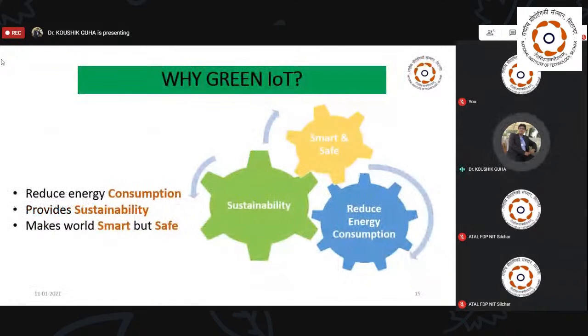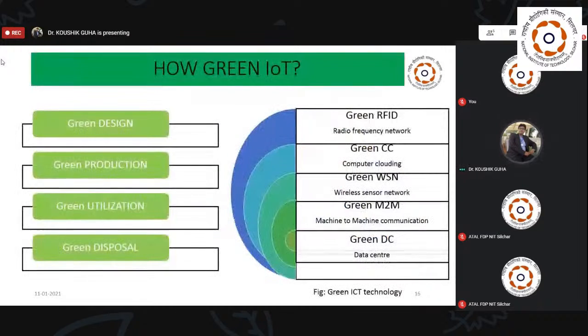So the three: the energy consumption, so that it will provide sustainability, and it will make our world smart but safe. So the smart city and smart world, but also the city should be very, very safe. Your home should be very, very safe. And also our environment should be very, very safe. So these are the three important pillars, we can say, towards the green IoT: the smart and safe world, sustainability, and the reduction of energy consumption.